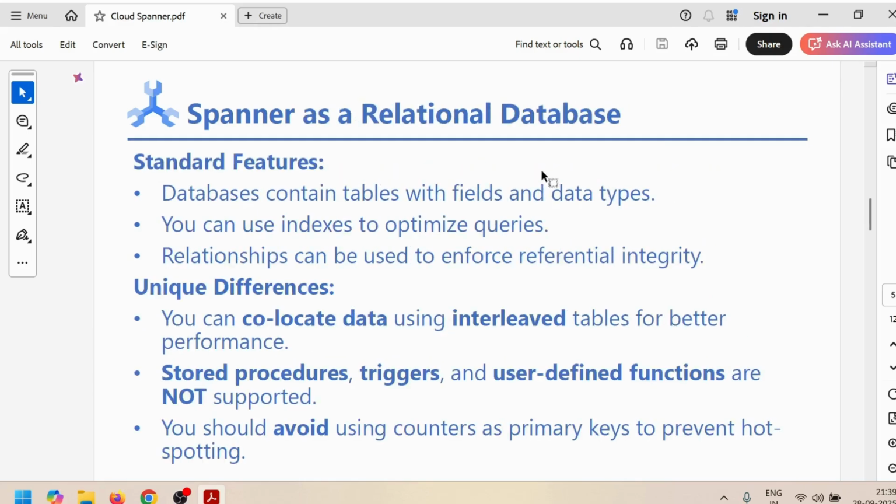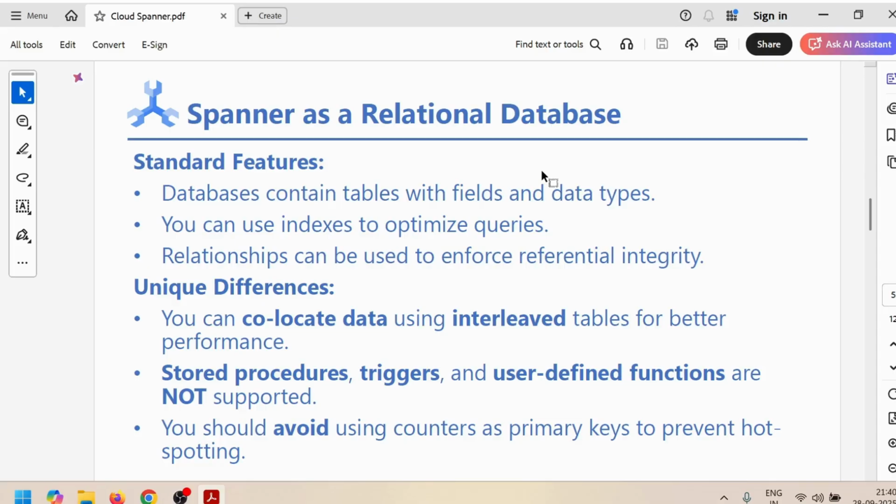Now, we see Spanner is a relational database. Like any other relational database, Spanner has some standard features. Databases contain tables with fields and data types. We can use indexes to optimize queries, and relationships can be used to enforce referential integrity. But there are some unique differences in Spanner compared to other relational databases.